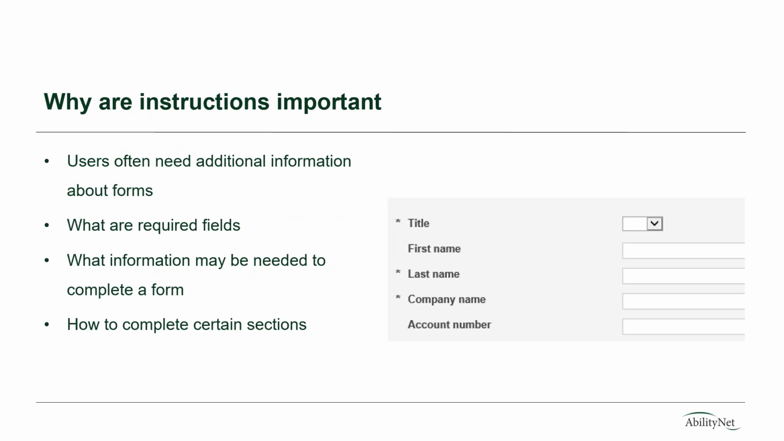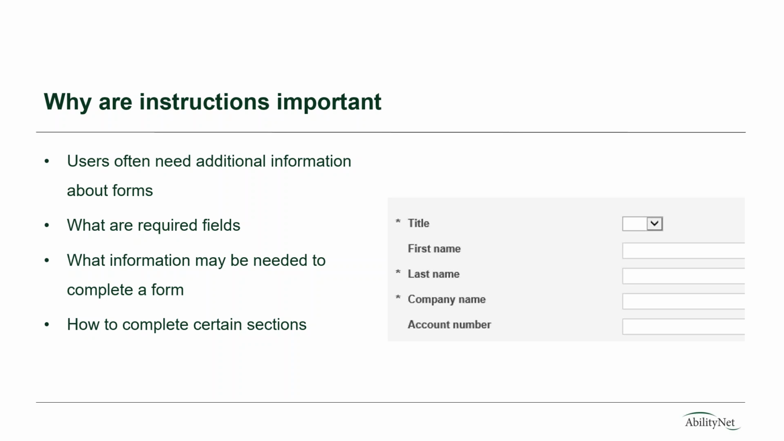Okay, why are instructions important then? So instructions are the other component of the labels and instructions success criteria. Users often need additional instructions and information relating to forms. A good example is what are required fields, and how can you spot a required field? What information is needed to complete a form?